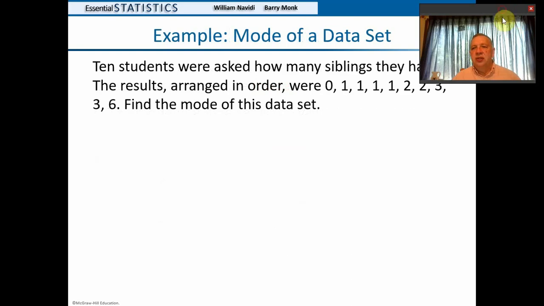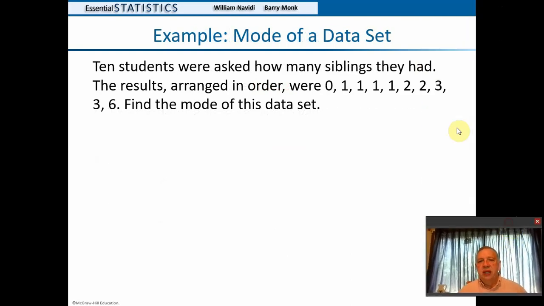So let's look at this. Let's pull this data down. Here's the data. 10 students were asked how many siblings they had. The results, the range in order, were 0, 1, 1, 1, 1, 2, 2, 3, 3, and 6.